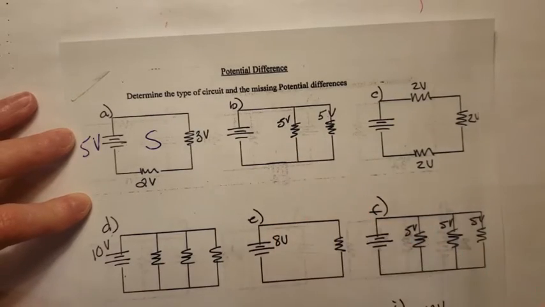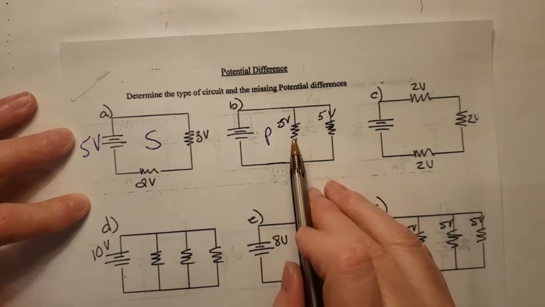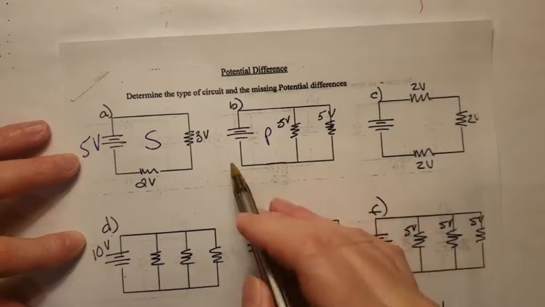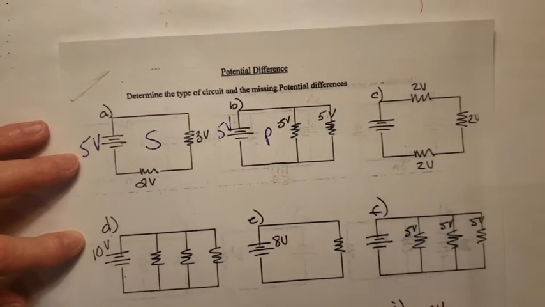And this one here, it's parallel. So in parallel, it doesn't matter if there's 2 or 222, they're all the same. So if that's 5, that means the total of the battery must also be 5 volts. So I want you to go through.